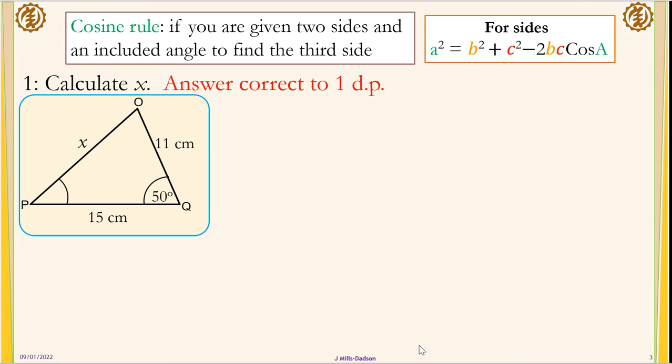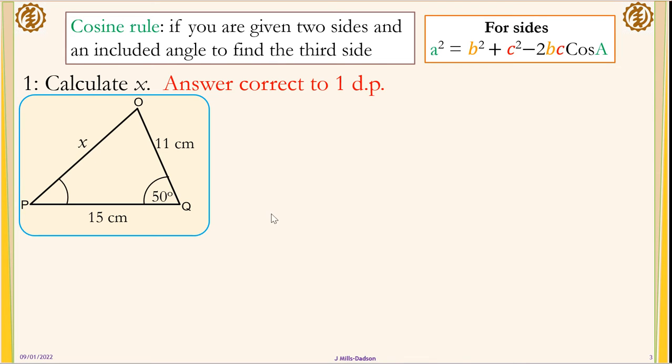Okay. Now, when do we use the cosine rule? If we're given two sides and an included angle to find a third side, you can use the cosine rule. Included angle, by now you should know what an included angle is: the angle between two known sides. Right, so here we're supposed to work out side X. We have two known sides, we have an included angle, and we're looking for X, so we can use the cosine rule.